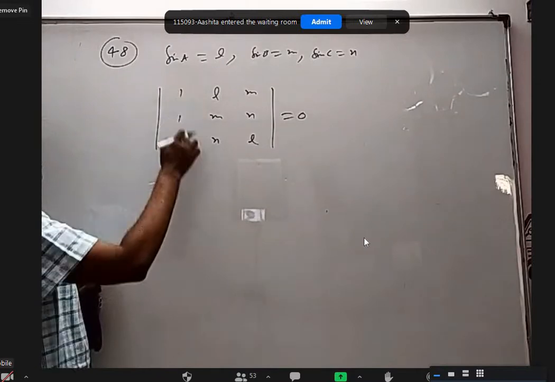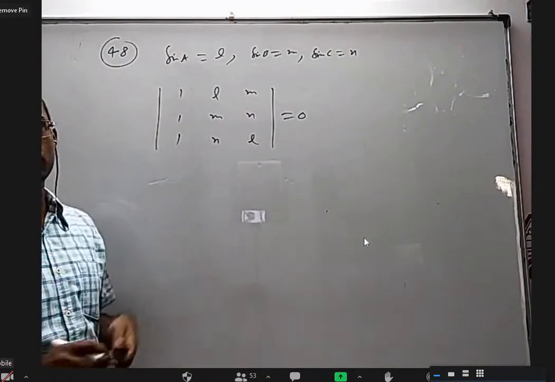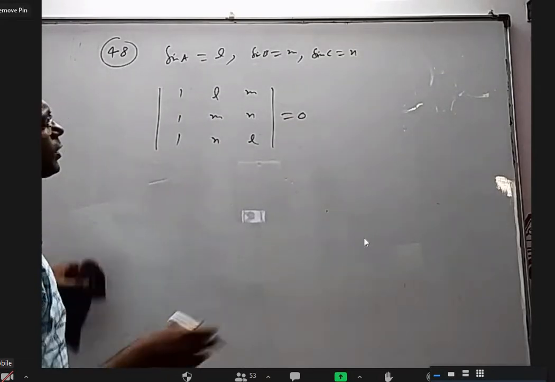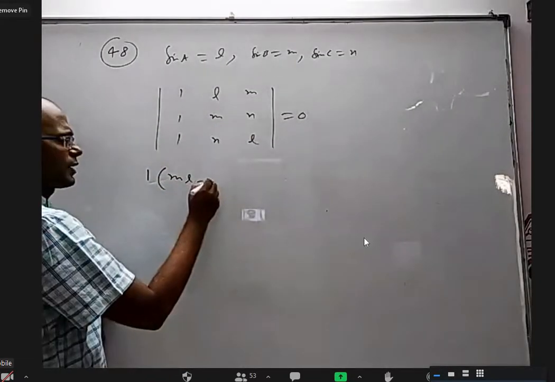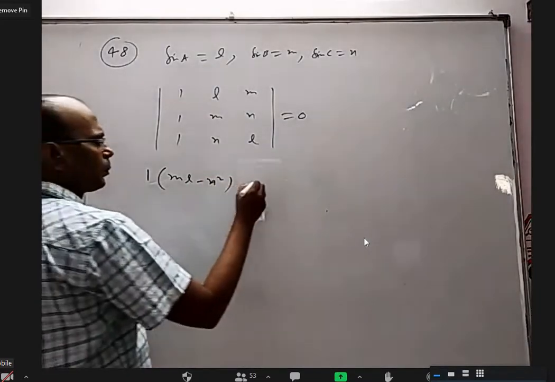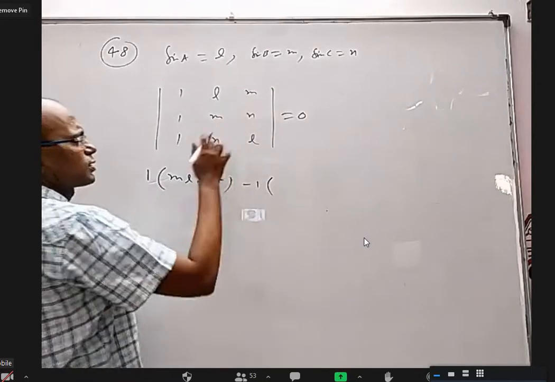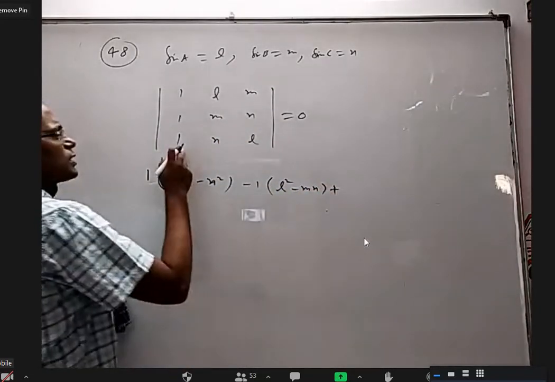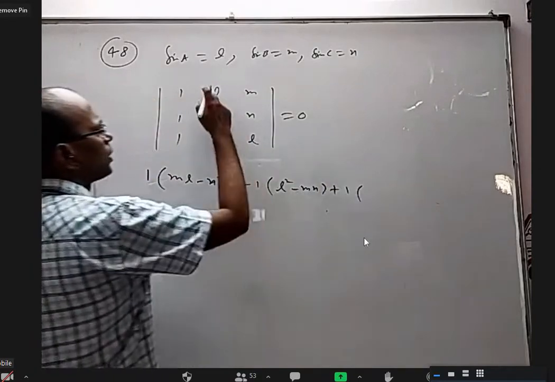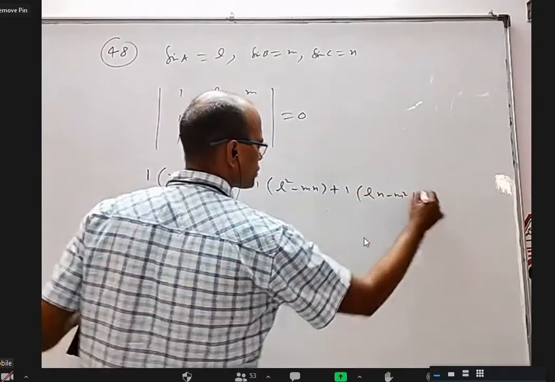This one, 1, 1, 1 is there. Generally, we subtract and convert into zeros, but nothing will come common. So I am not going to do that. I'll just expand normally. 1 into what will come? M, L minus N square. Minus 1, I'm using column 1 to expand. 1 into this minus this into this, which is L square minus MN. Next, this one into this 2 by 2, which is LN minus M square equal to 0.